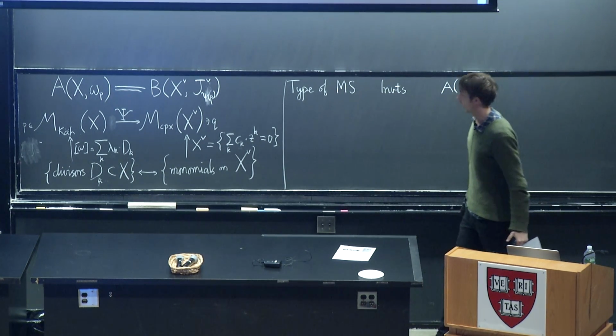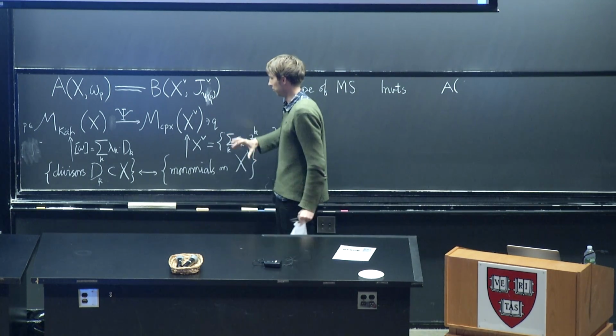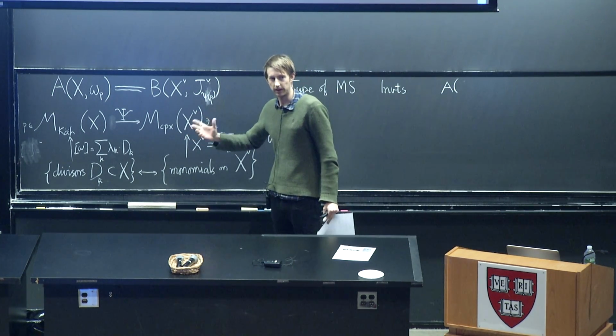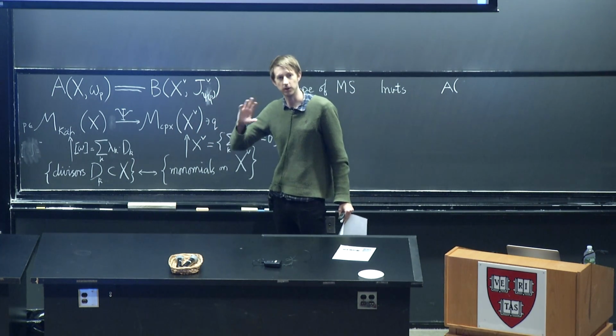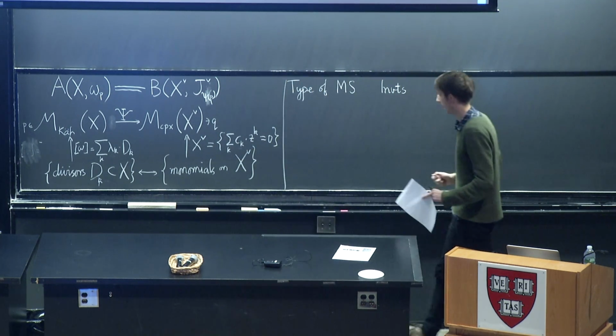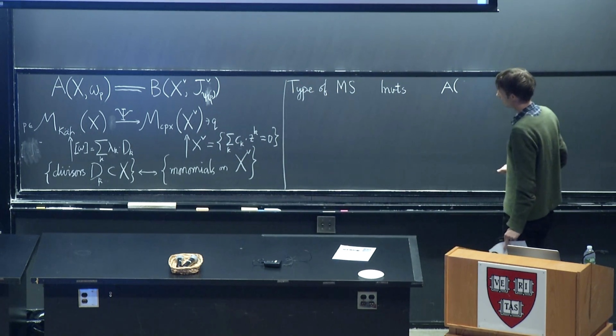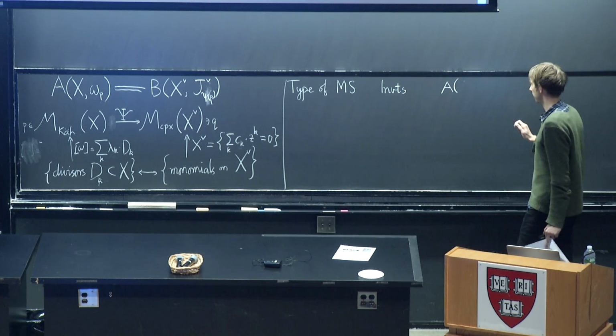Yes, but if you allow yourself to act on CP3 by linear maps, you can kill the coefficients of the other monomials. So up to isomorphism, we're seeing everything.